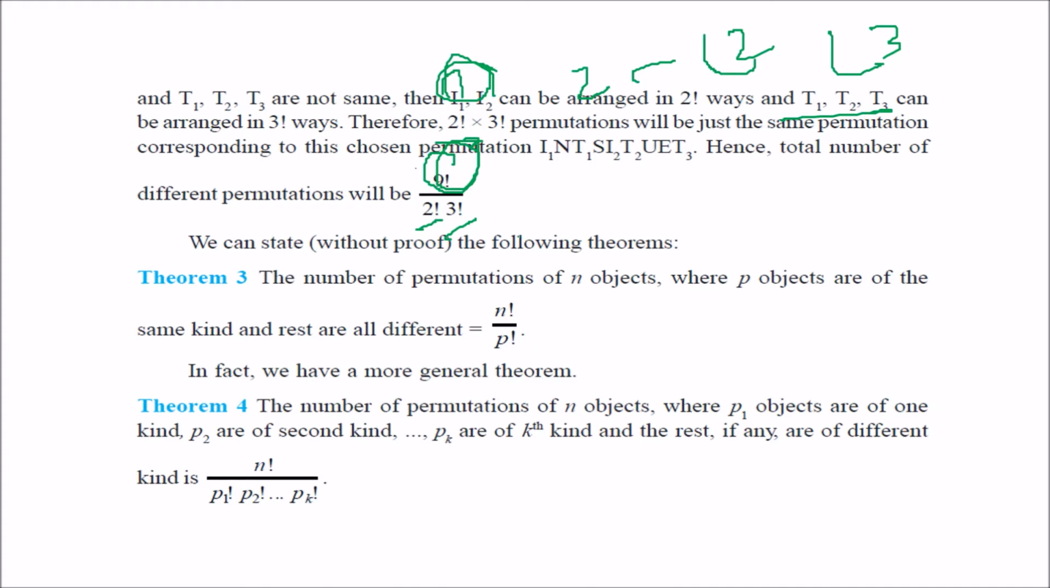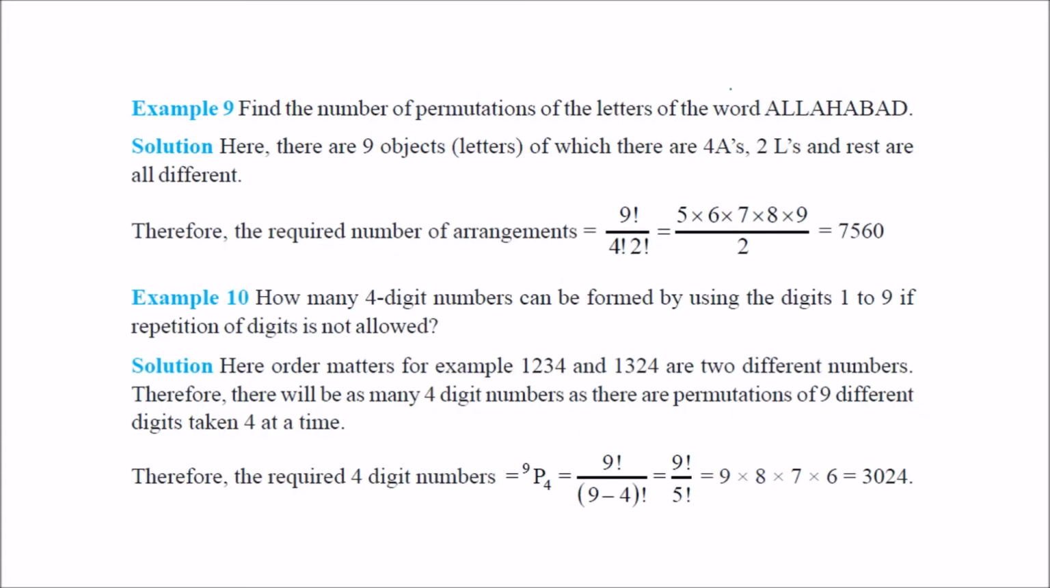So in general, this theorem says that the number of permutations of n objects, where p objects are of the same kind and rest are all different, will be factorial n by factorial p. These are the number of times that this non-distinct element has appeared. So you can generalize it, factorial n by p1, p2 to pk, because there can be more than those numbers.